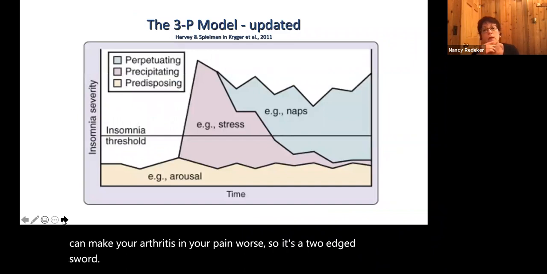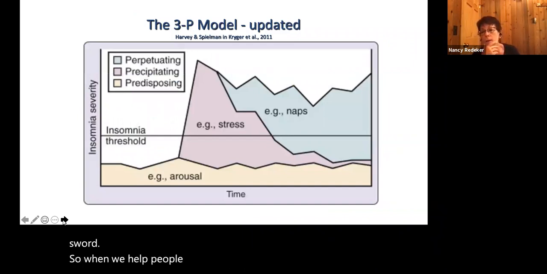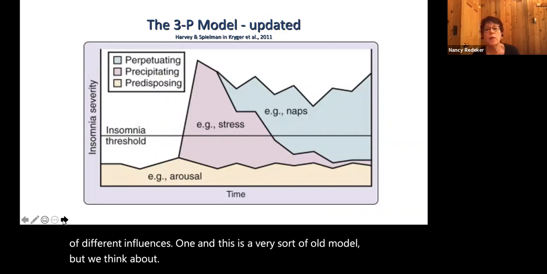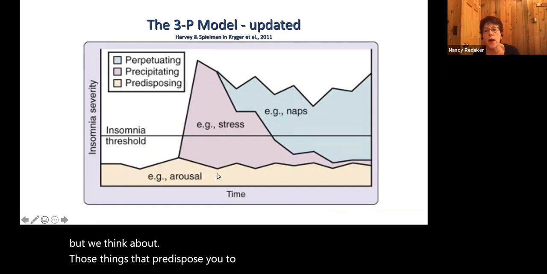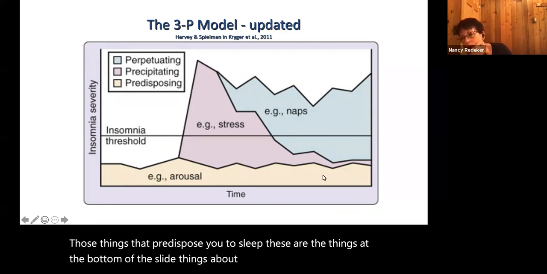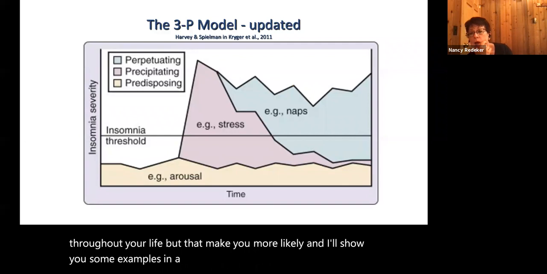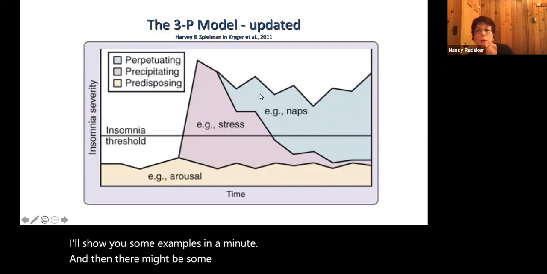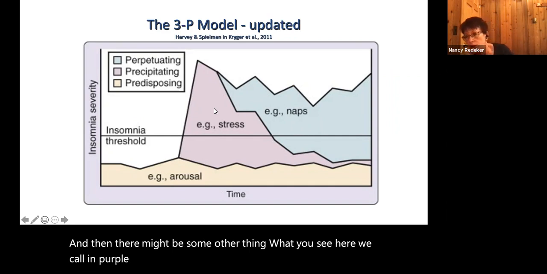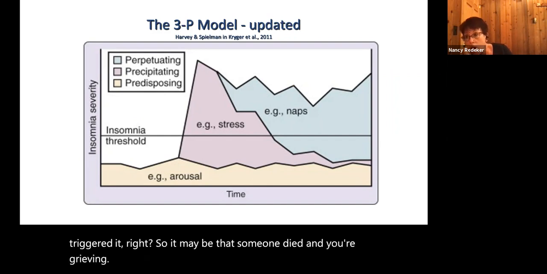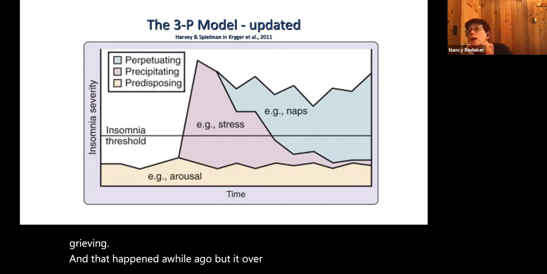When we help people with insomnia, we think about a number of different influences. One, and this is a very old model, is those things that predispose you to insomnia. These are the things at the bottom of the slide, things about your normal self that you had throughout your life that make you more likely. I'll show you some examples in a minute. Then there are what you see here in purple, the precipitating factors. That means things that triggered it, right? So it may be that someone died and you're grieving. That happened a while ago, but it affected your sleep, and now you're in bad sleep habits.